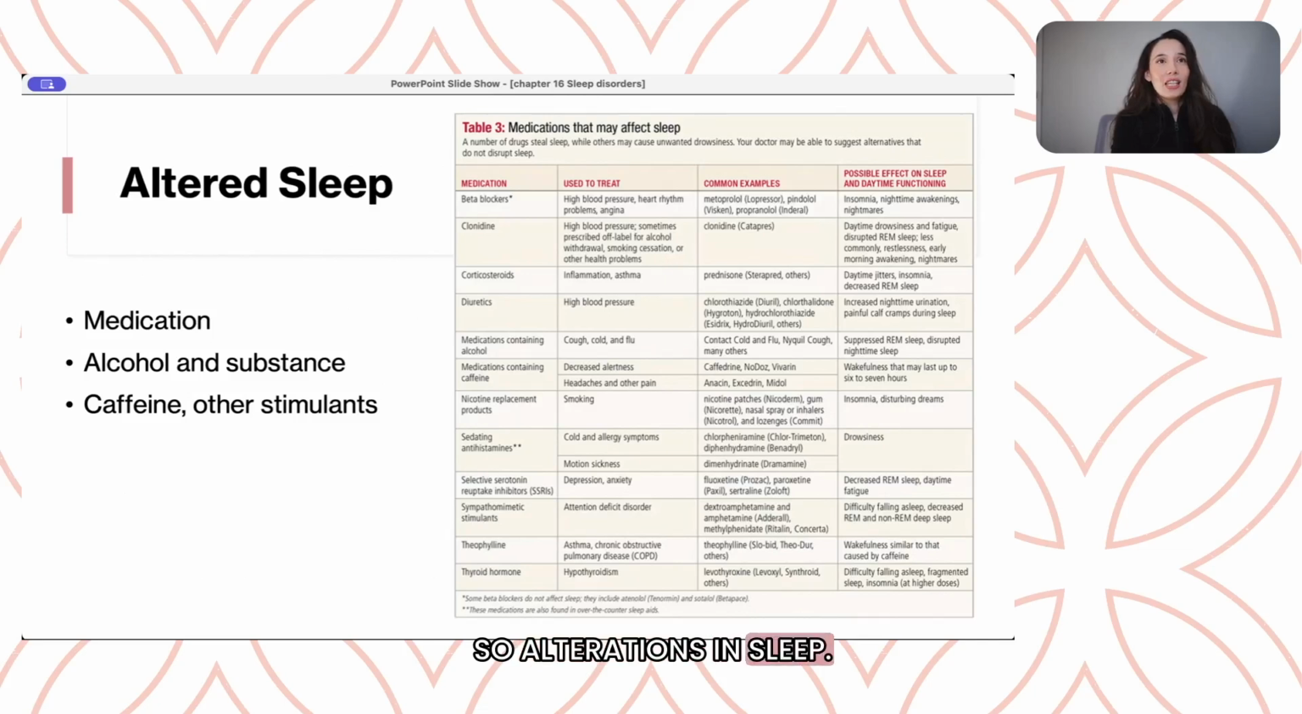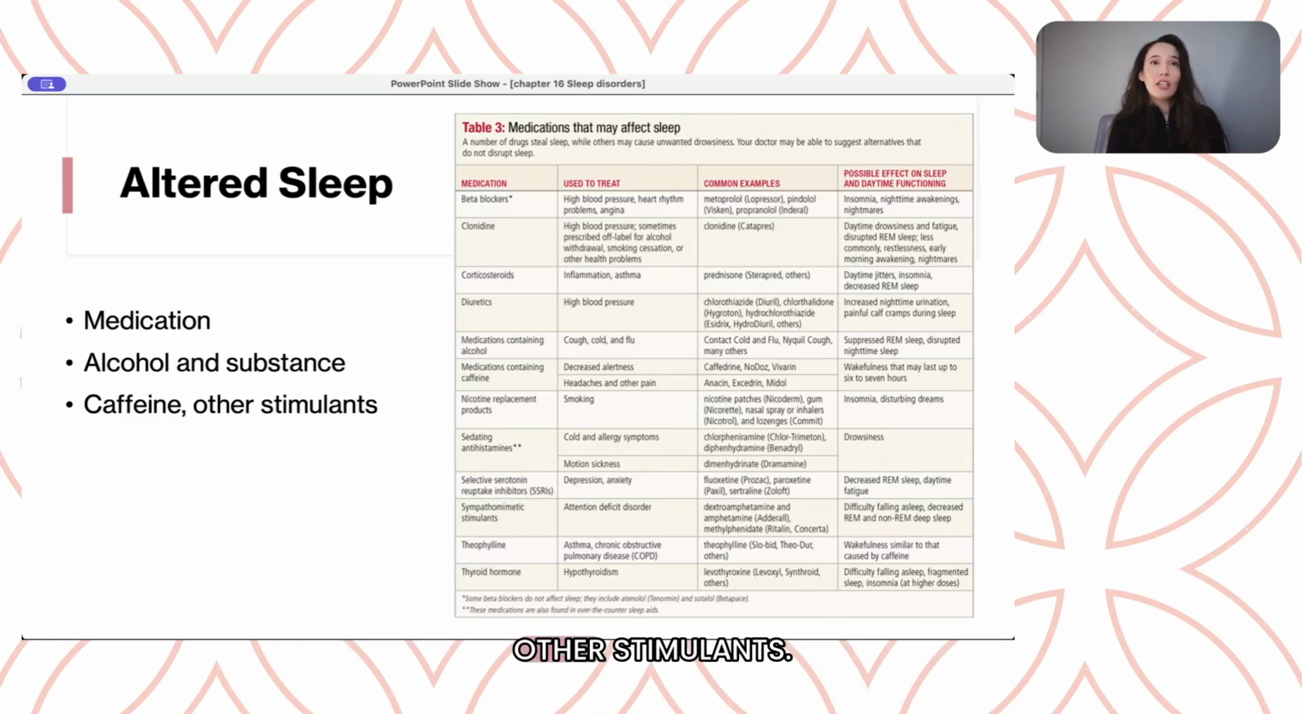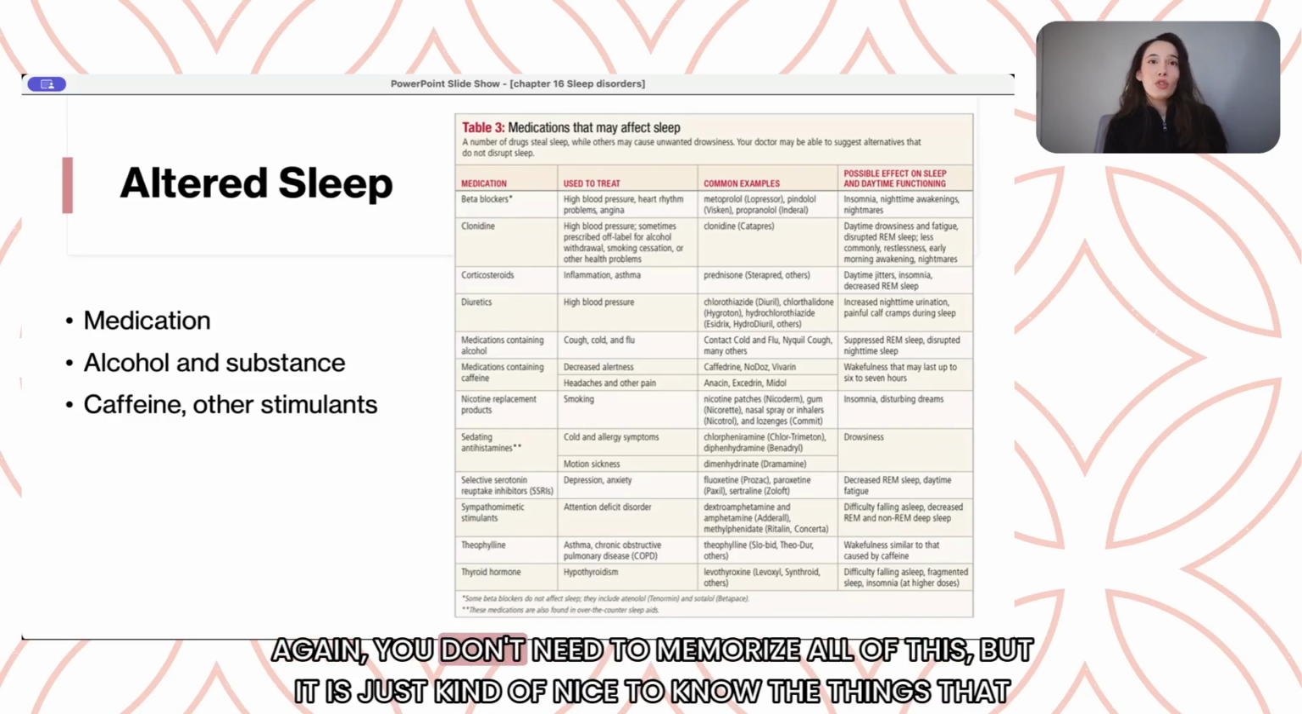So, alterations in sleep. We can have problems with sleep due to medications, substances or alcohol, caffeine, and other stimulants. Medications that can affect your sleep, so there is a whole list of them here. Again, you don't need to memorize all of this, but it is just kind of nice to know the things that can disrupt sleep.